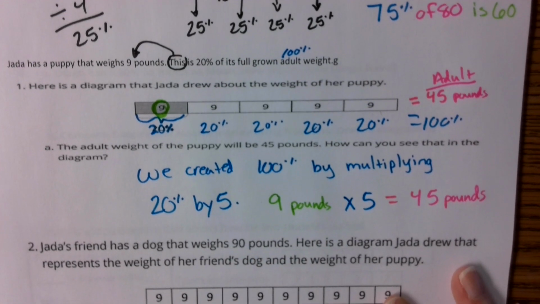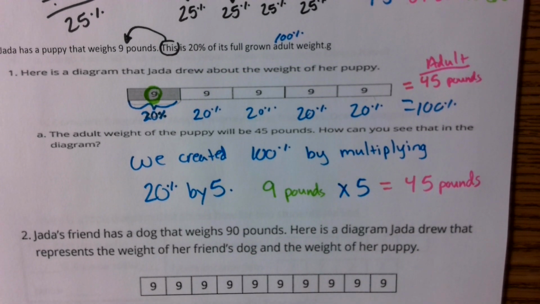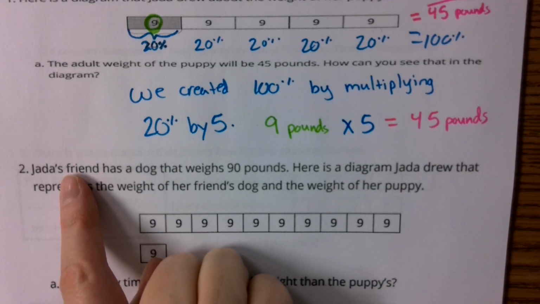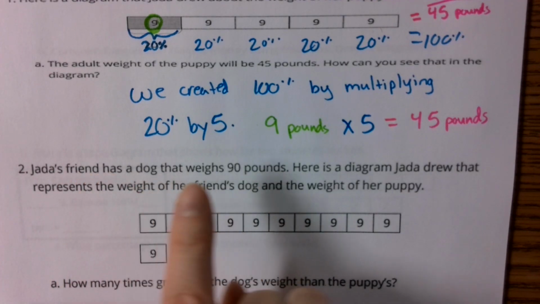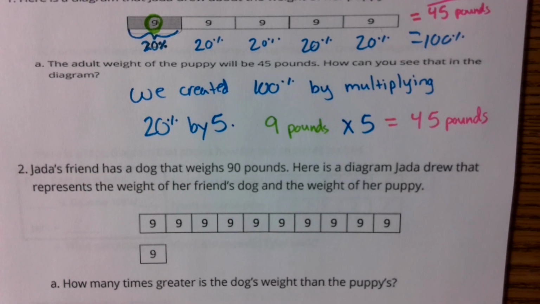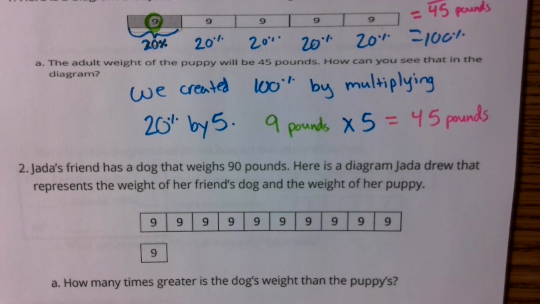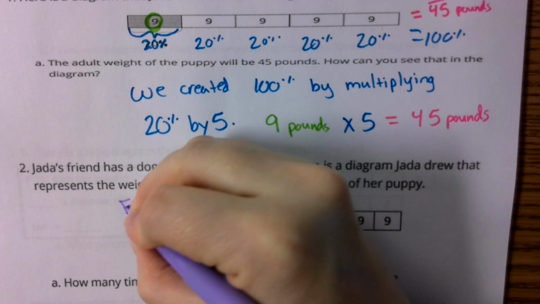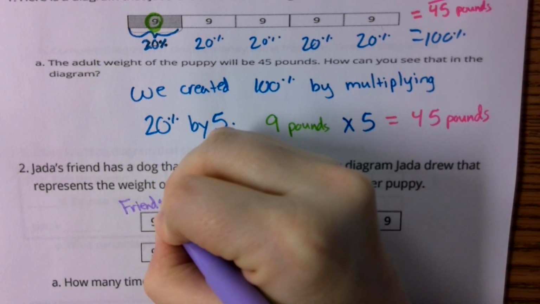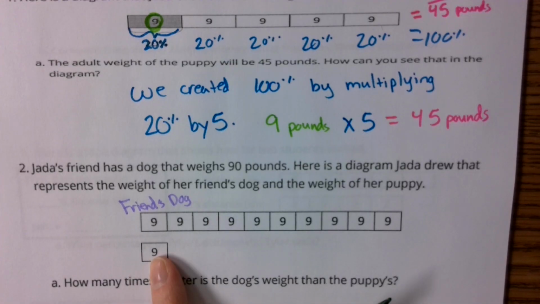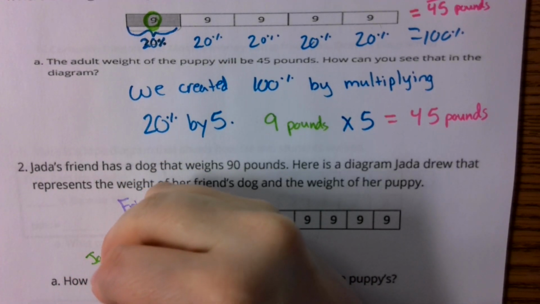Okay, so tape diagrams basically take that percent proportion that we learned about the other day and break it into more of a visualization. Now, we have another dog, Jada's friend. Her friend has a dog that currently weighs 90 pounds. So we have a diagram that's representing here the friend's dog. So I'm going to put that up top. This is our friend's dog. And then we've got the smaller diagram down here, and that's going to be Jada's puppy.